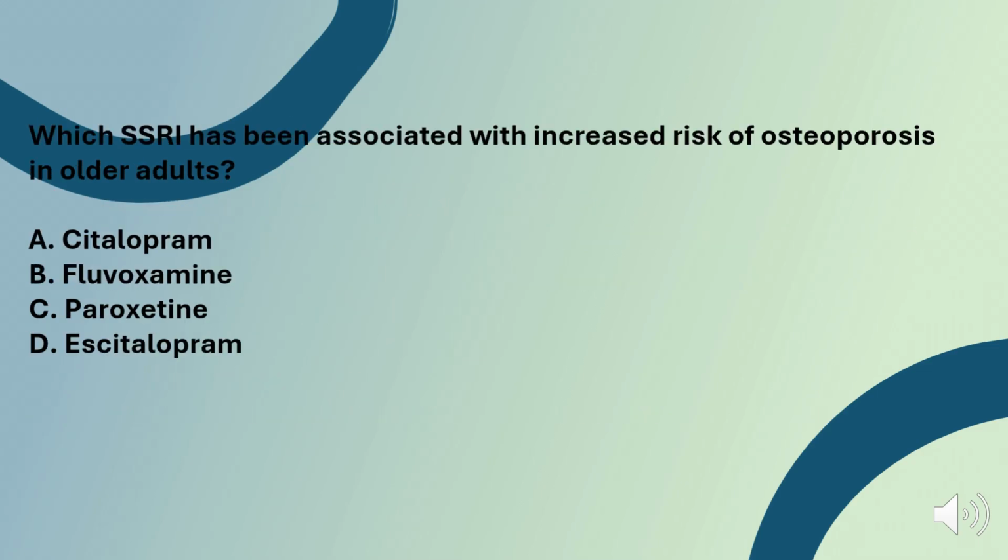And we're almost done here. Which SSRI has been associated with an increased risk of osteoporosis? A. Citalopram. B. Fluvoxamine. C. Paroxetine. D. Escitalopram. I'm going to give you a few moments to look at these and think about it. What have we talked about?